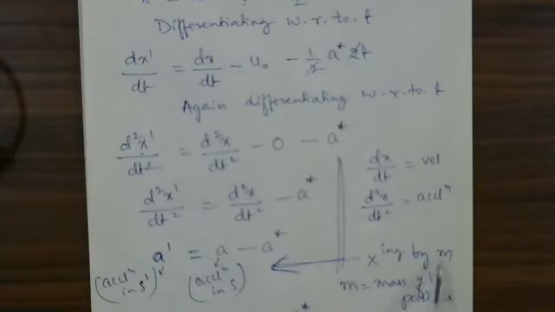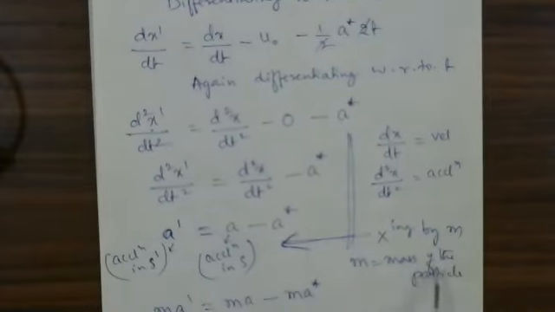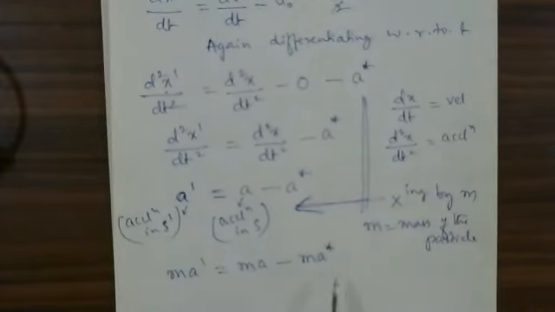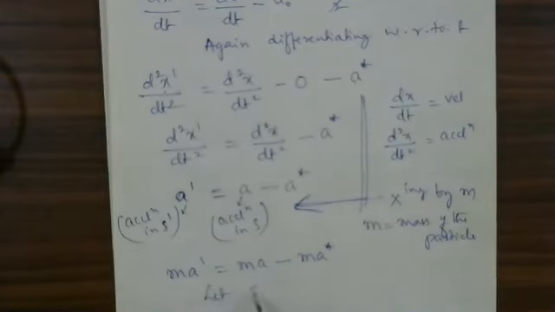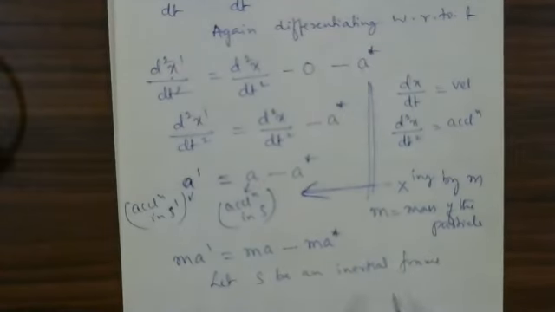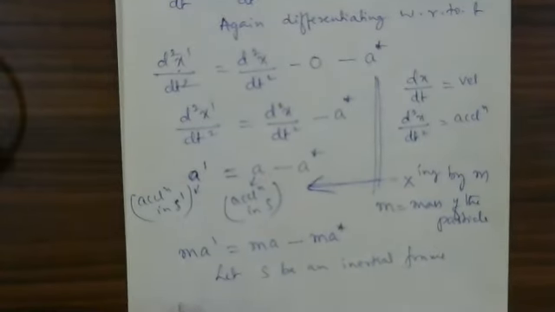Multiplying throughout by m, where m is the mass of the particle, you will get ma star, ma dash is equal to ma minus ma star. But already we are aware that S is an inertial frame, because it is at rest. Since it is an inertial frame, Newton's second law holds good.